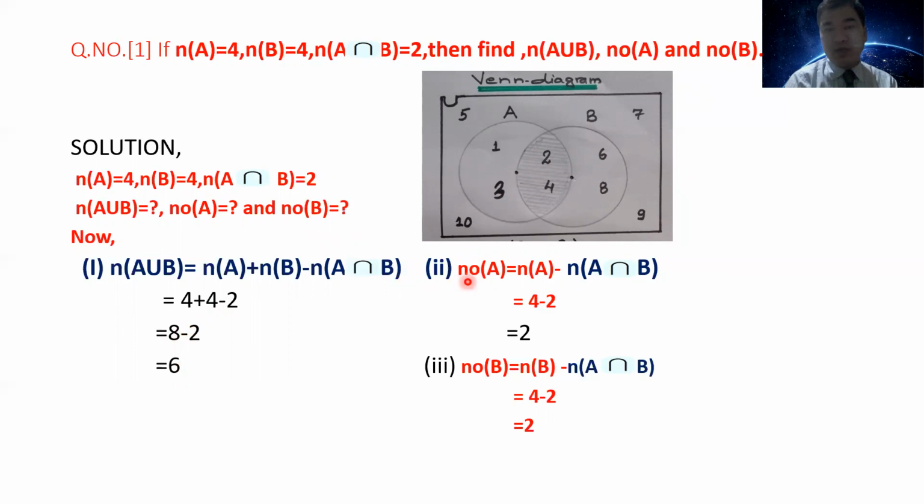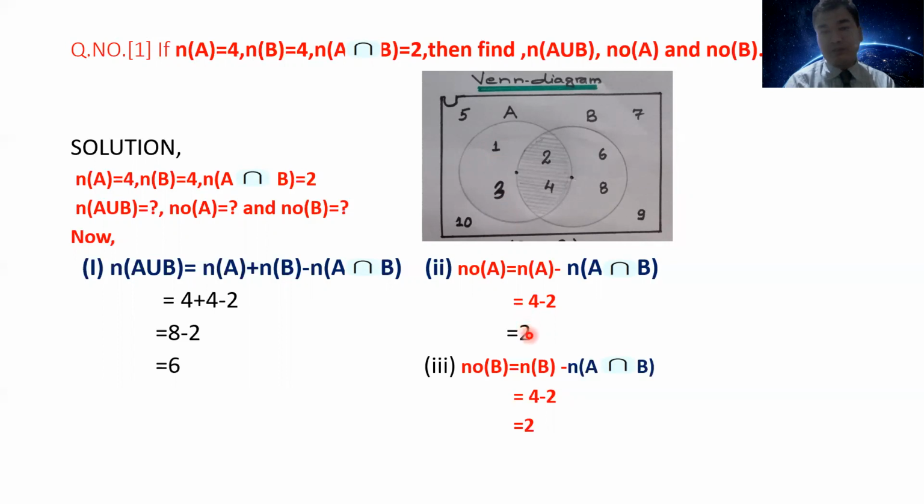Similarly, how to find n(not A)? n(not A) means n(only A). We use the formula: n(only A) means n(A) minus n(A intersection B). n(A) is 4, minus n(A intersection B), which is 2. 4 minus 2 is 2. That means, look here, in only A there are 1 and 3 only. These 1 and 3 are only A. These are the 2 elements. Look, that has come here in the answer.